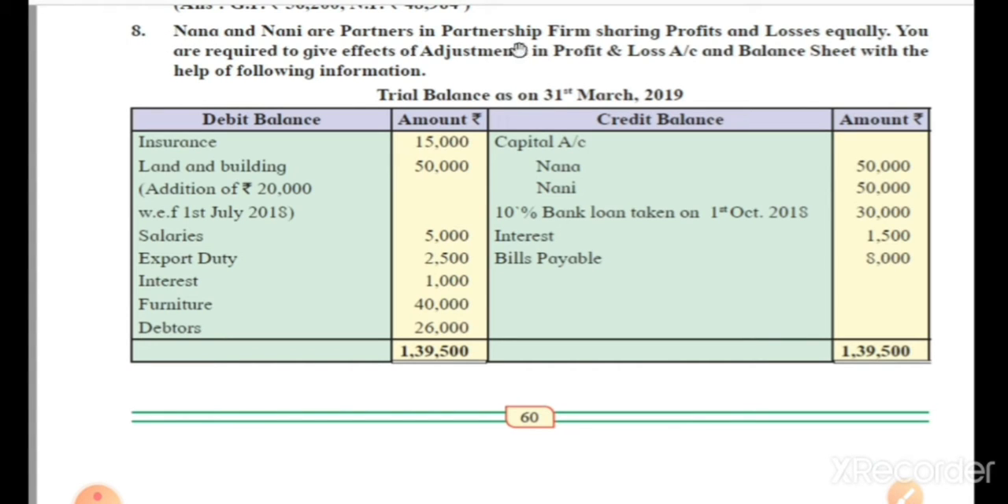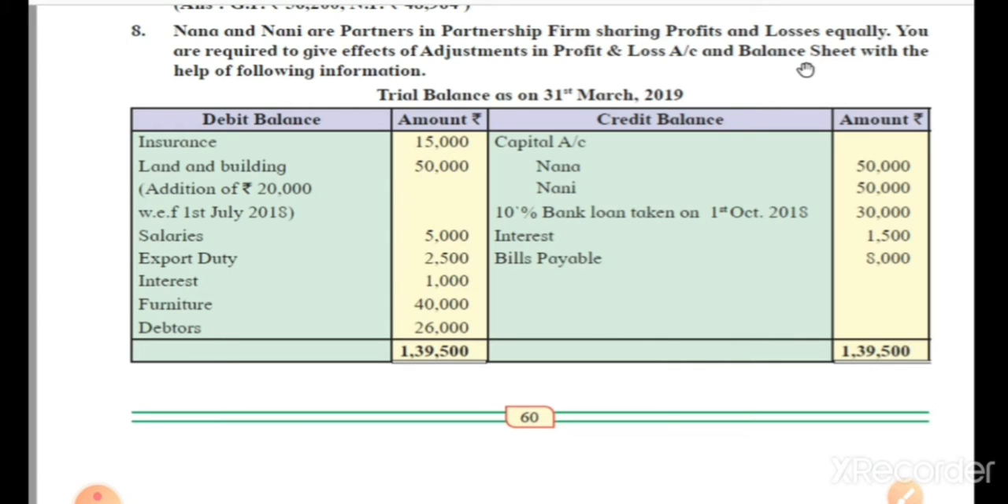Nana and Nani are the partners in partnership firm sharing the profits and losses equally. You are required to give the effect of adjustment in profit and loss account and balance sheet with the help of the following information. Student, from this information, we understood that there are two partners in the partnership firm whose names are Nana and Nani, and they share their profits and losses equally. And here they asked to give the effect of adjustment in profit and loss account and balance sheet only. It means here we have to prepare the profit and loss account and balance sheet of this partnership.